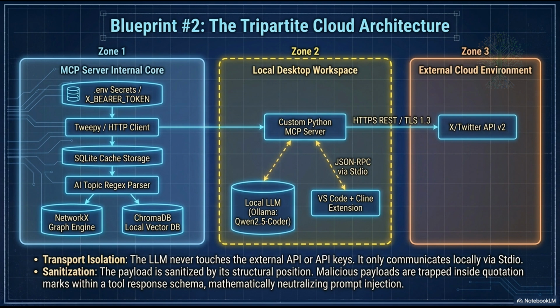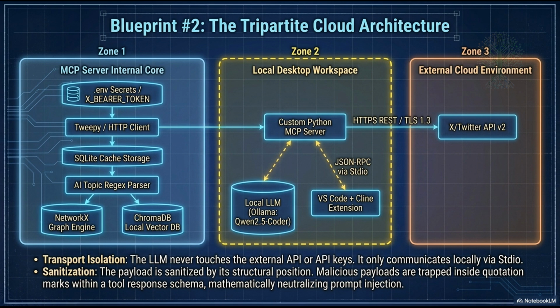So on the right, you have the external cloud environment, the live Twitter API. In the center, you have the local desktop workspace, which is VS Code and your LLM. And on the left, the MCP server internal core. The separation of those zones is the key to token security. Yeah, because giving an autonomous agent access to a rate-limited API like Twitter is terrifying. We've all seen agents accidentally leak API keys into chat logs. If the LLM is autonomously deciding to fetch tweets, how does this architecture stop the model from ever seeing the API bearer token? The secret is strictly separating the reasoning layer from the transport layer.